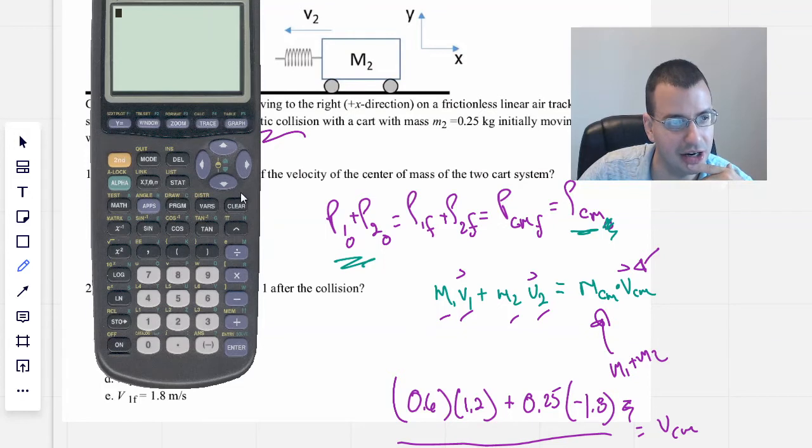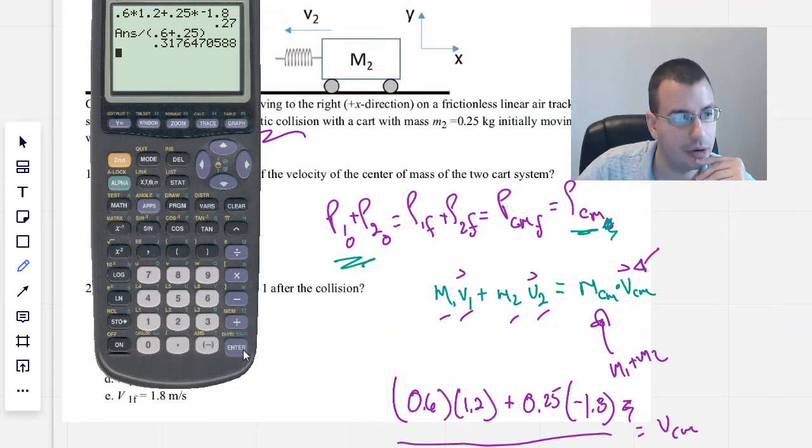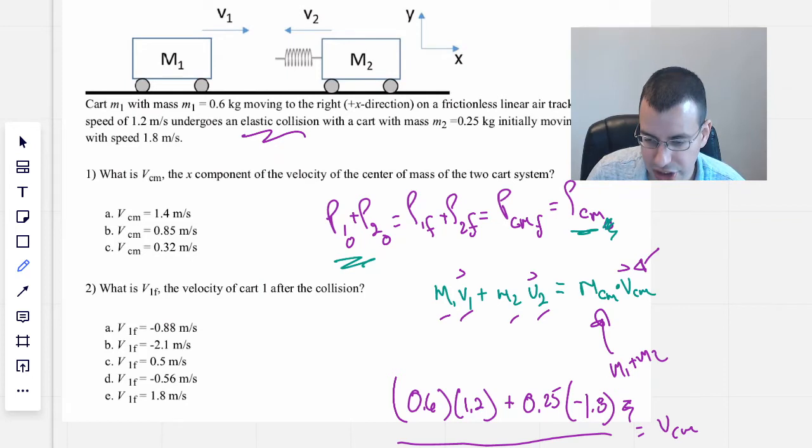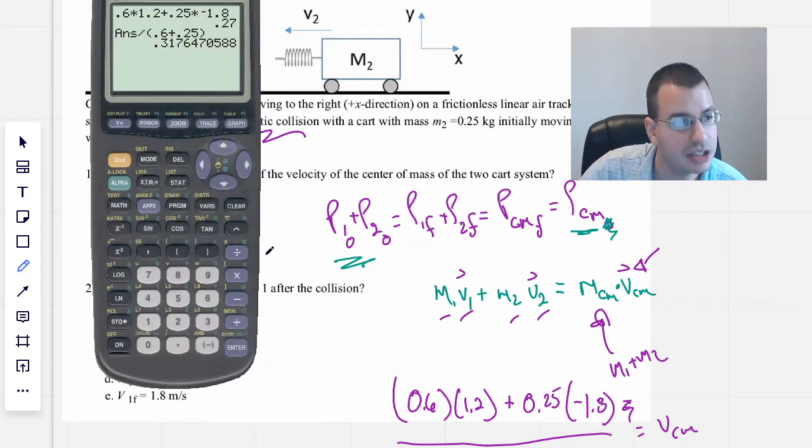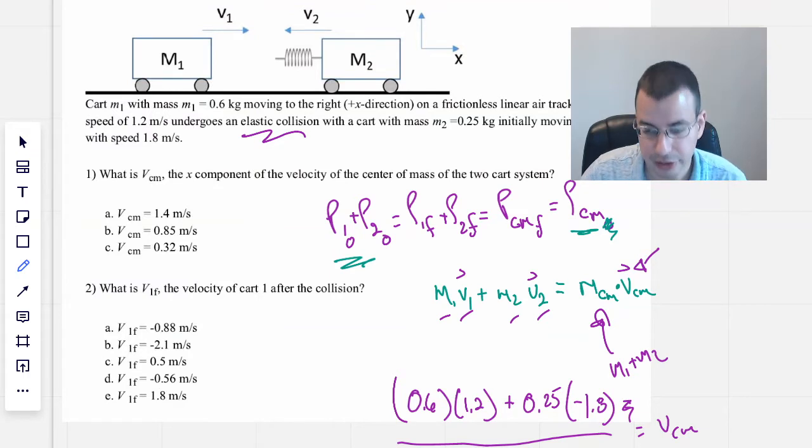Turn on our calculator, clear. I'll do 0.6 times 1.2 plus 0.25 times negative 1.8, and I get an answer, 0.27. We'll divide by the quantity 0.6 plus 0.25. I was thinking about doing the adding in my head, but that's just asking for trouble. And we get 0.3176 meters per second.